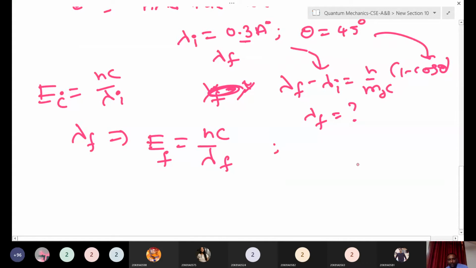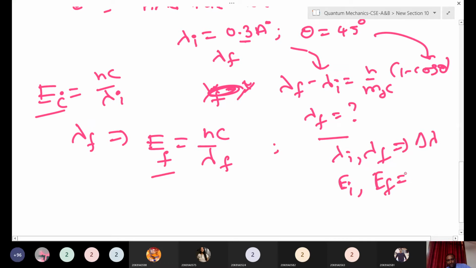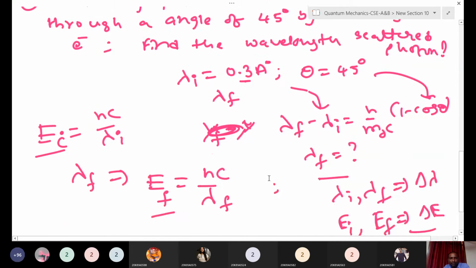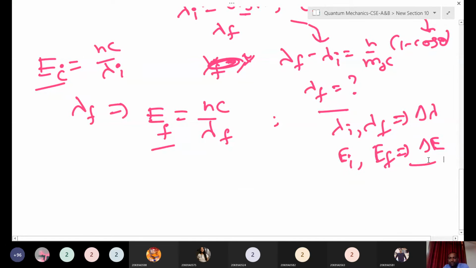Okay, first you find lambda F. After that, find EI and EF. Once you know lambda I and lambda F, you can see how much the wavelength has shifted. If you know EI and EF, you can understand in terms of energy how much energy is lost in this collision process. Okay, you can do this after class or when you get free time. Is this problem clear? You can solve it, right? Just see the answer, how much energy is lost in this process.